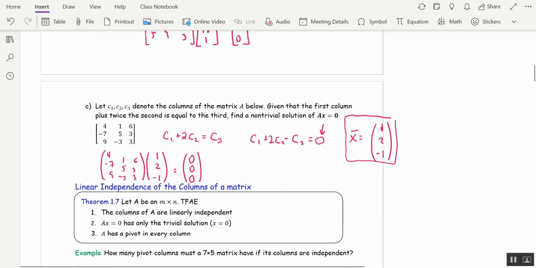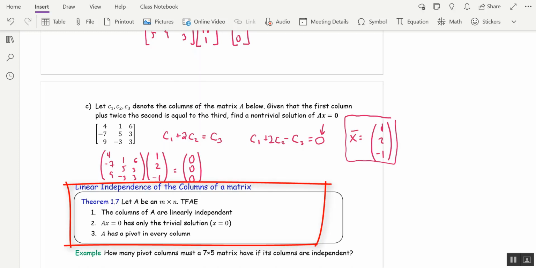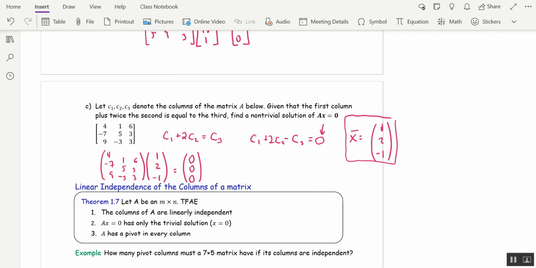All right, big theorem, theorem 1.7. I named this myself. This is not theorem 1.7 in your book. I don't think there is a theorem 1.7. I'm just combining some important facts. Let A be an m by n matrix. The following are equivalent. The columns of A are linearly independent. AX equals 0 has only the trivial solution. That's just translating the definition of linearly independent to a matrix equation. And that's equivalent to A has a pivot in every column. And the reason for that is you want no free variables in the equation AX equals 0.